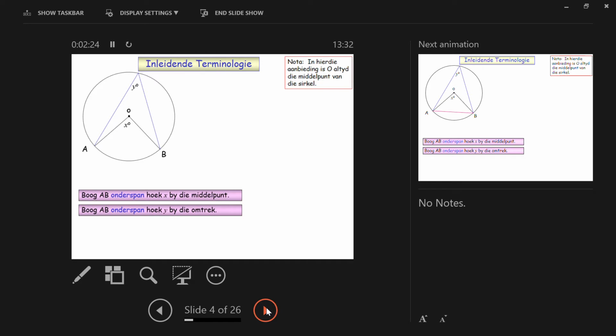Boog AB, arc AB, onderspan hoek Y by die omtrek. So basically they're telling you that this arc that goes from A to B, I think the English wording is it.